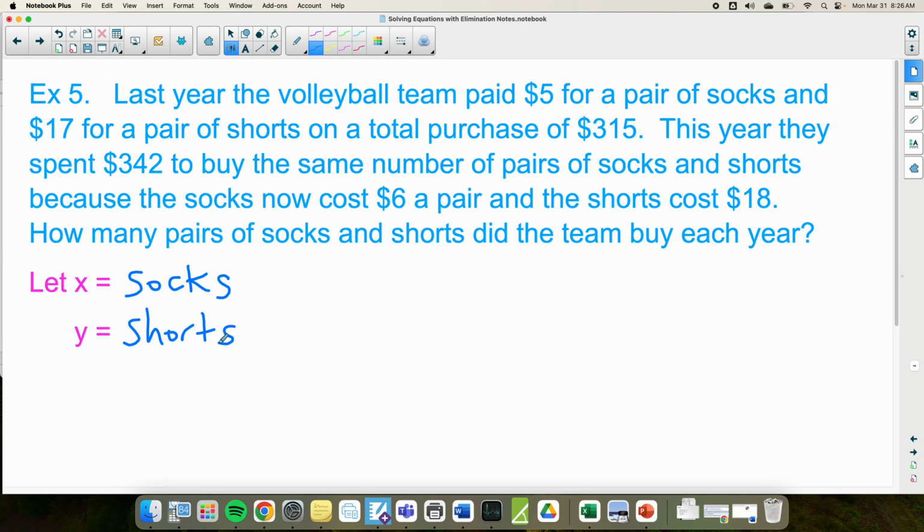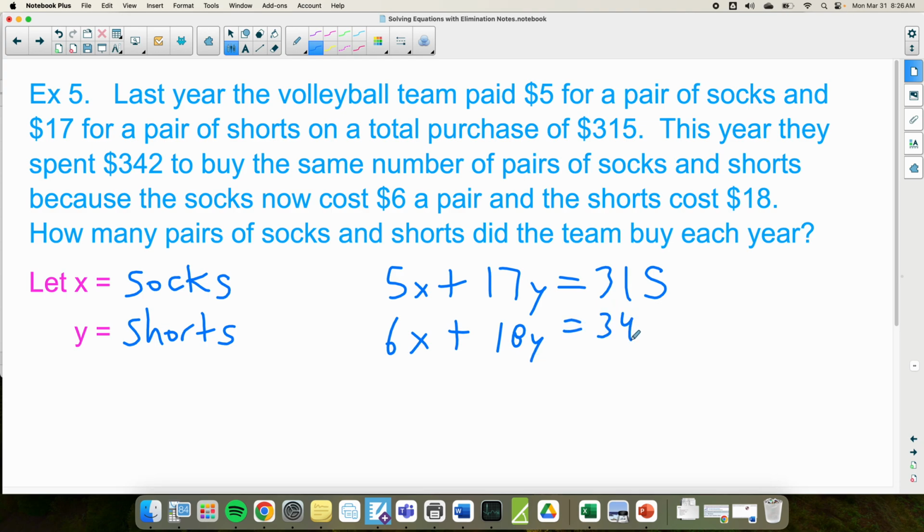So you know that they paid $5 for each pair of socks, so that would be 5x, plus $17 for a pair of shorts, so that's 17y, and that gave you 315. And then for your next equation, socks are now $6, so that's 6x, plus shorts are 18, so that's 18y. And you spend $342.